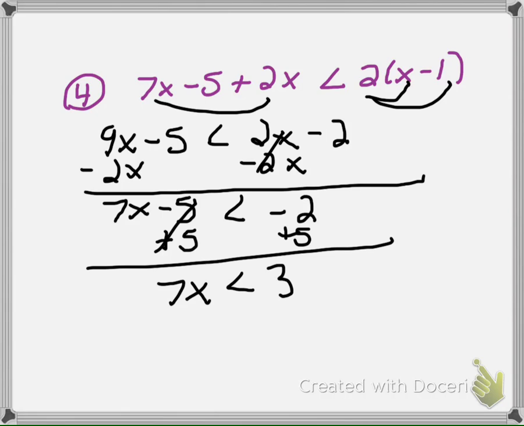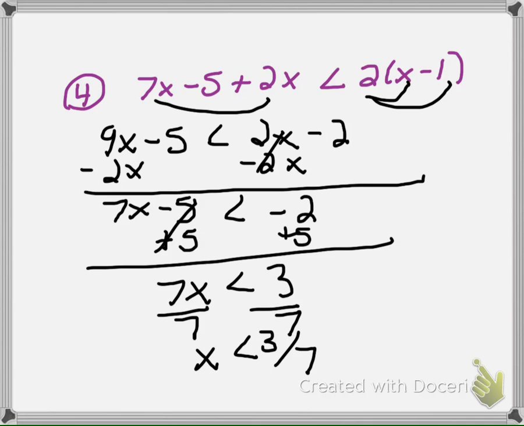One more step. Opposite of multiplying by 7 is to divide by 7. Divide by 7, divide by 7. X is less than 3/7. Again, I could have divided 3 by 7 on my calculator, but all fractions are division problems, and all division problems, 3 divided by 7, are fractions. So my answer is 3/7.